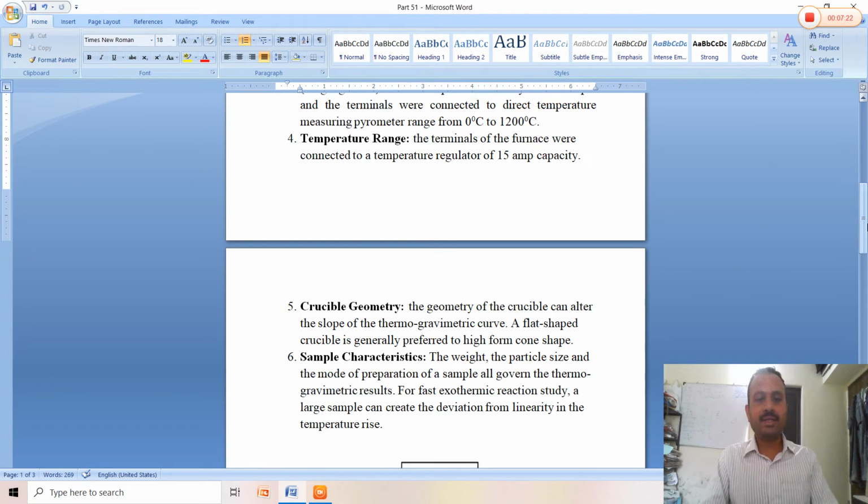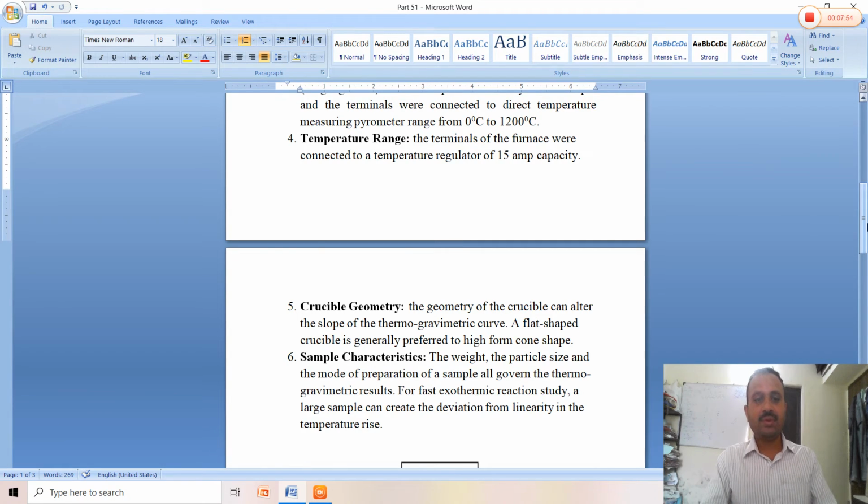Now the next part is very important, crucible geometry. The crucible geometry plays a very important role in deciding the characteristics of the thermogravimetry. The geometry of the crucible can alter the slope of the thermogravimetric curve. So the thermogravimetric curve depends upon the geometry of the crucible. A flat shaped crucible is generally preferred to a high temperature cone shape.